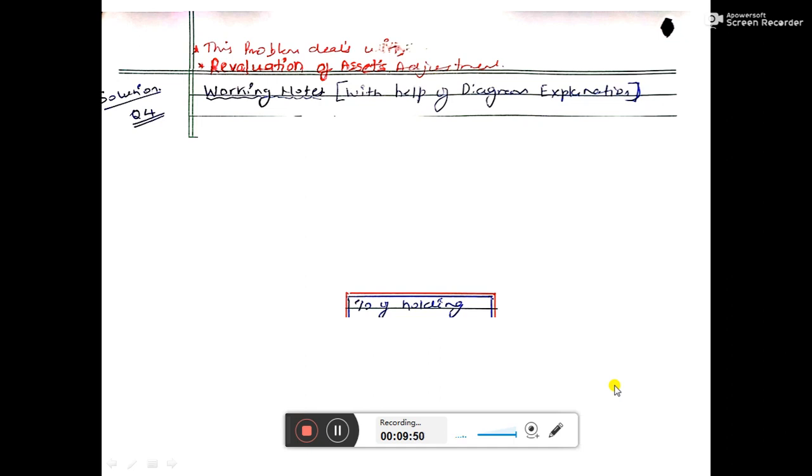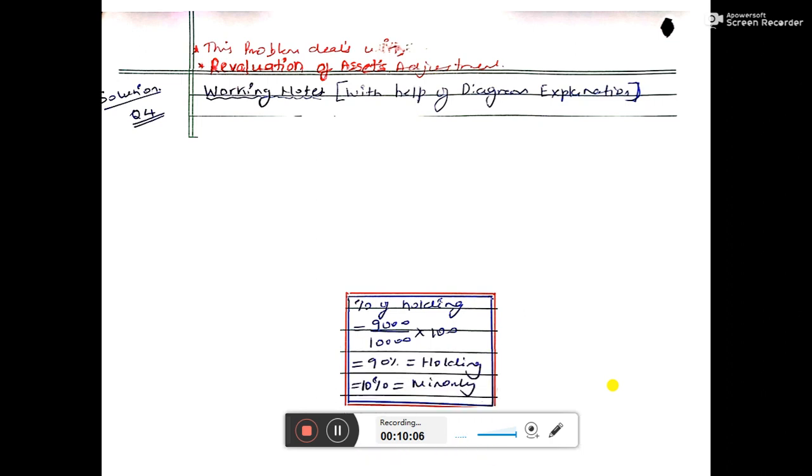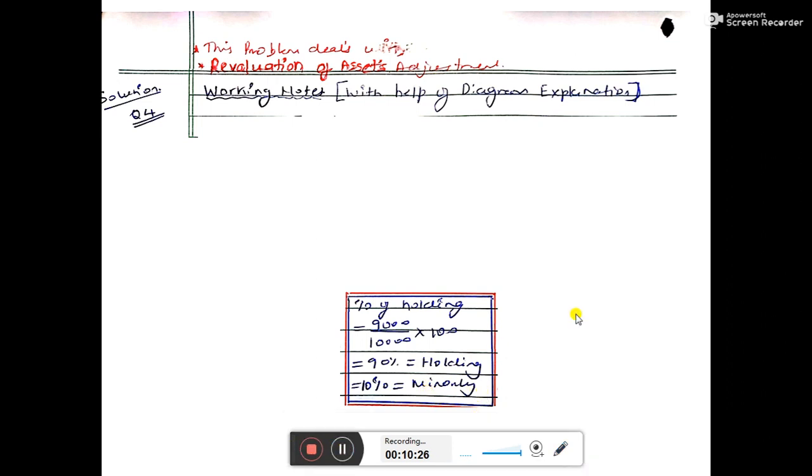I already said that 9,000 shares have been taken over by X Limited in Y Limited out of a total of 10,000. So to get the holding, we just have to multiply by 100. So the holding percentage is 90%. Minority is 10%. So from this, it is clear that 90% is holding and 10% is minority, and this is a partial holding. And because of this partial holding, we need to calculate a very important amount, that is minority interest.